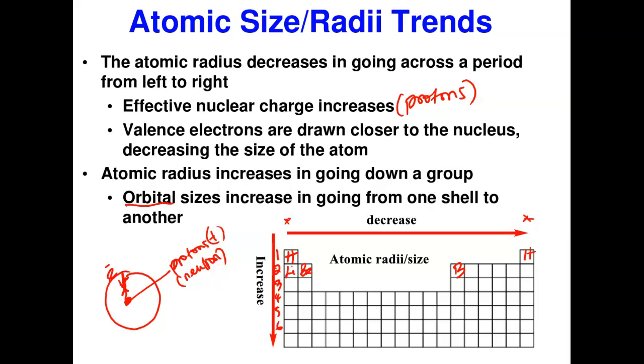So what does it mean? An atom that has one shell and one that has two shells, which one is going to be bigger? Of course, the one that has two shells. So the more shells you add, the bigger the size of the atom. And the bigger the size of the atom, the bigger the radius of the atom. So that is why as you go down the group, the atomic size or radius increases.